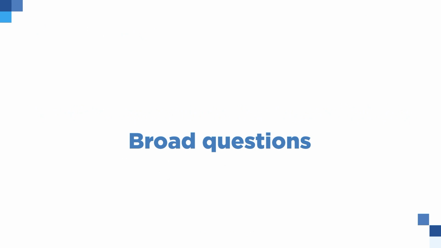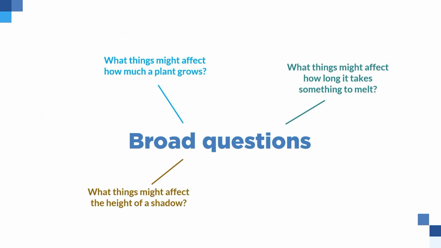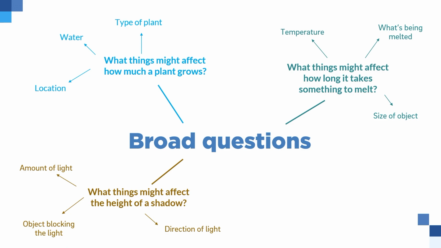A variables grid is a tool used to narrow a broad question into a question we can investigate, which helps in the planning of a fair test investigation. It helps students identify potential variables and makes it easier to decide which variable to change.